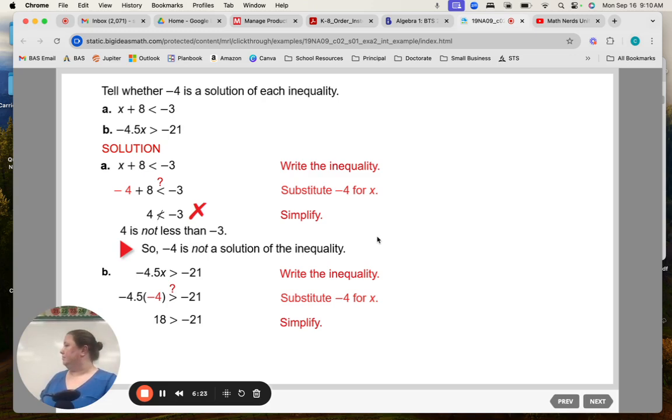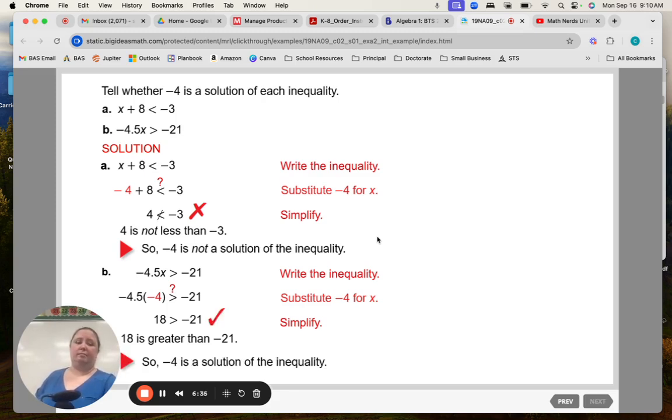Correct. So then is 18 greater than negative 21? Yes, true. So is this a solution or no solution? Solution. So you would write on your paper negative 4, solution. Wait, so for the first one we put negative 4, no solution, or just no solution? You just put no solution. You don't have to write the answer.